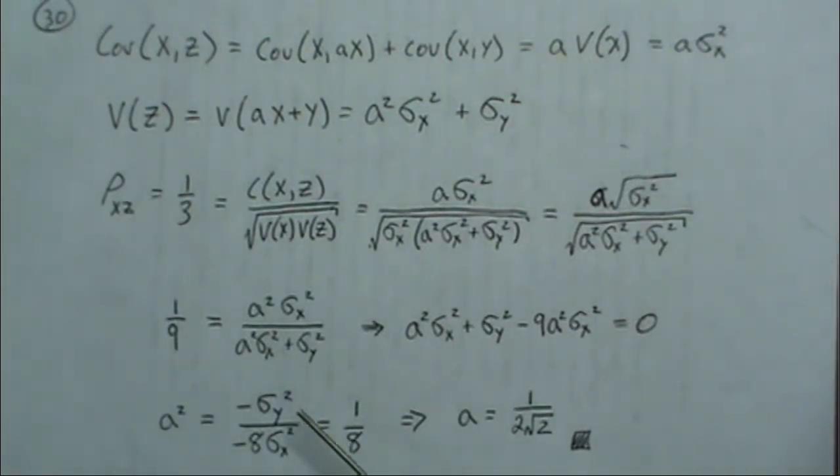And since x and y are two independent, identically distributed variables, the variance of y and the variance of x are equal. So that cancels, leaving minus 1 over minus 8, which is 1/8. Then you have to take the square root of both sides and you get this piece here.